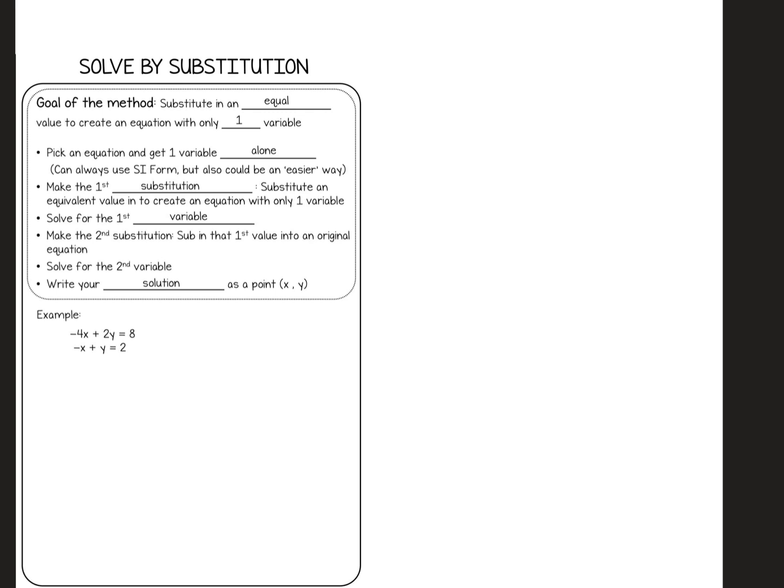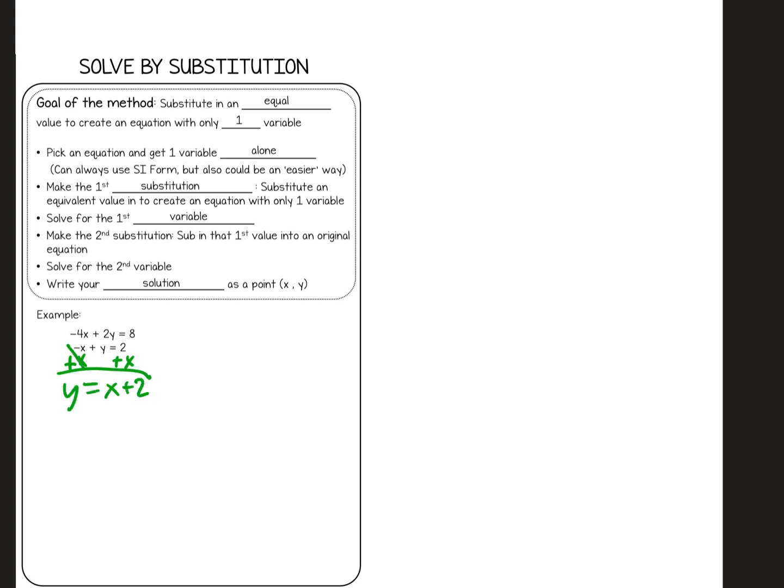Let's look at an example system of equations. Negative 4x plus 2y equals 8 and negative x plus y equals 2. Notice how you already have a positive 1y on the left? That means we can easily convert to slope-intercept form by getting rid of the minus x by adding x to both sides. Now our second equation is y equals x plus 2.